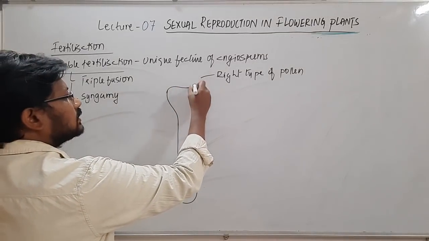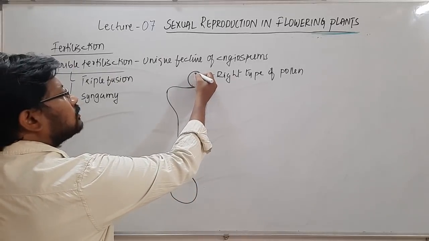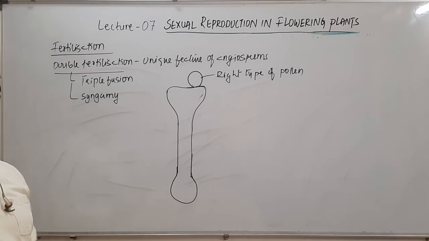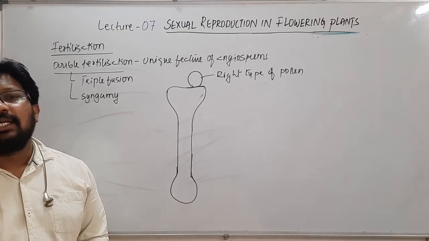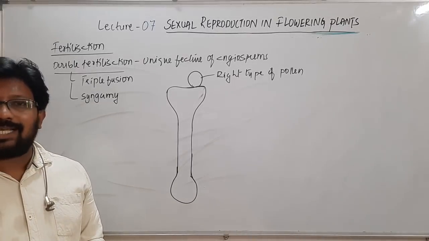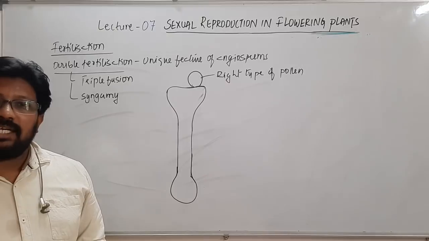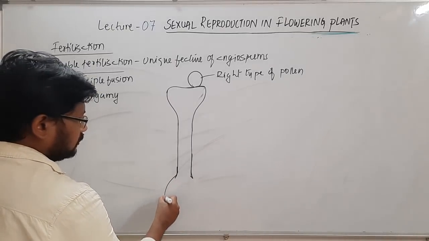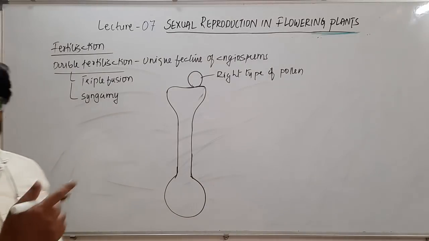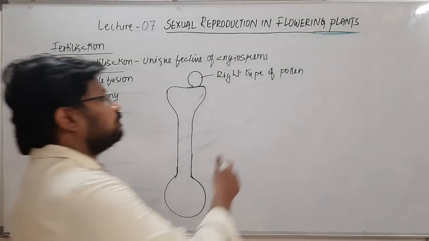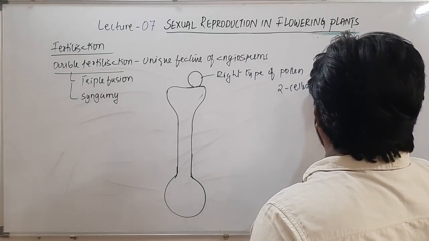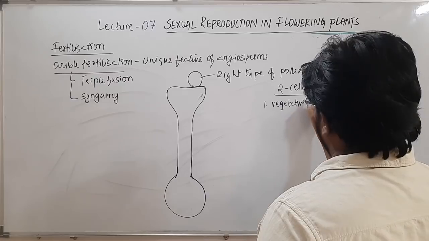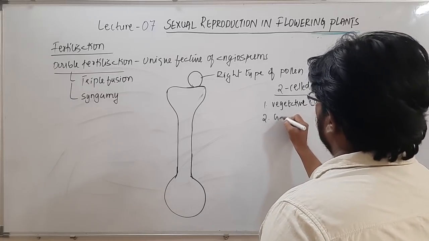Once the pollen is recognized, now the vegetative cell, so I think we remember that the cells inside this pollen grain will be either two cells or three cells. In our earlier classes we learned that pollen grains can be released at a two-celled stage or at a three-celled stage. If it is released at a two-celled stage, then it will have one vegetative cell and one generative cell.